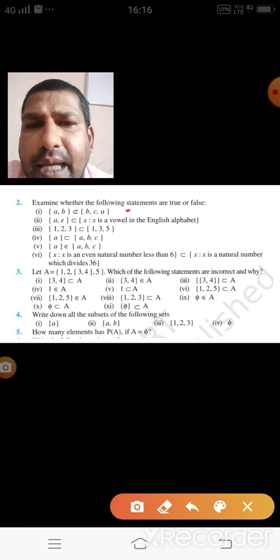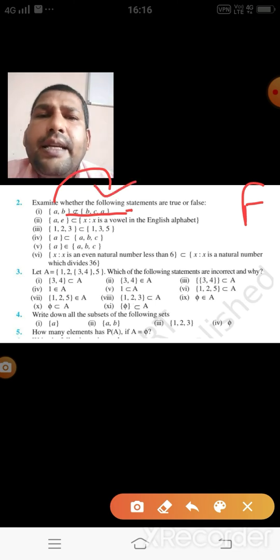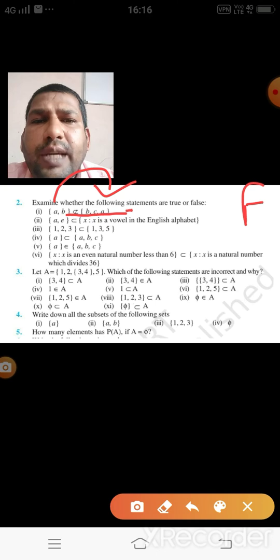Here I am taking A, B, and the first one is given: A, B is not a subset of B, C, A. Then it is false, because we are getting the elements of set A in set B. A and B we are getting, the elements of set A, and A or B also we are getting in the second set. For this reason, yes, it is a subset of the given one.